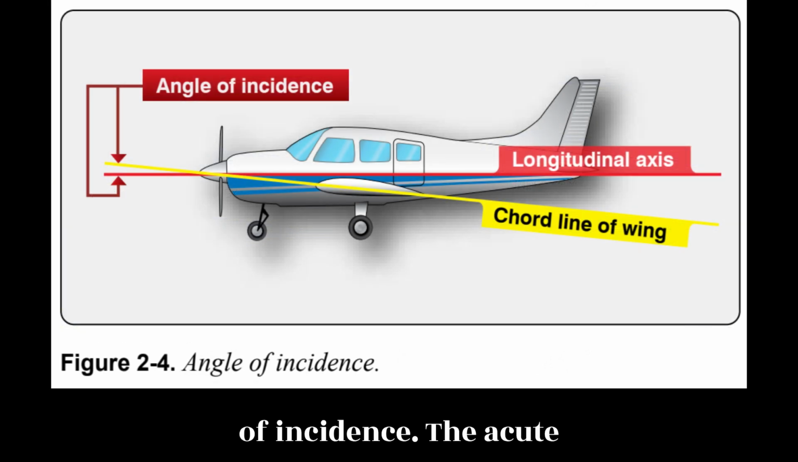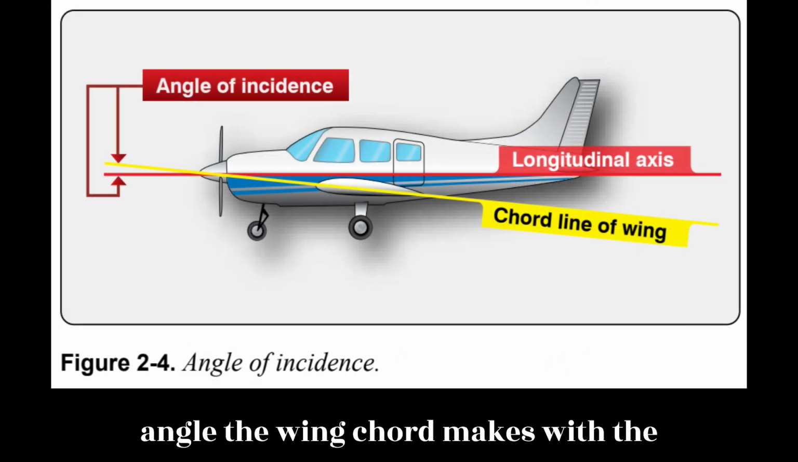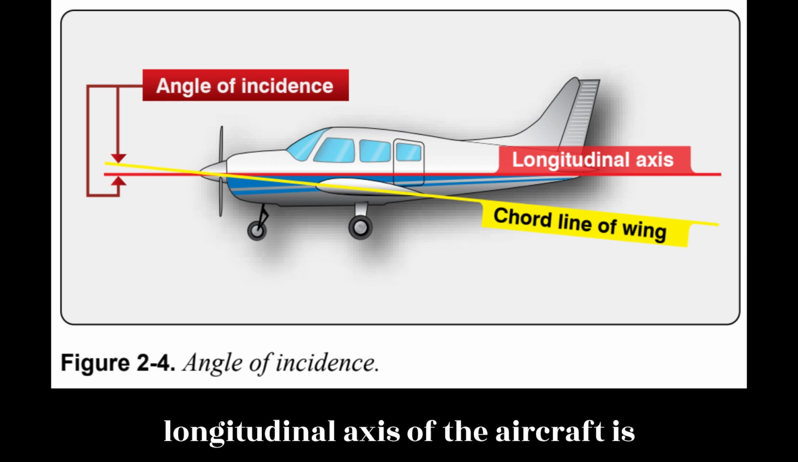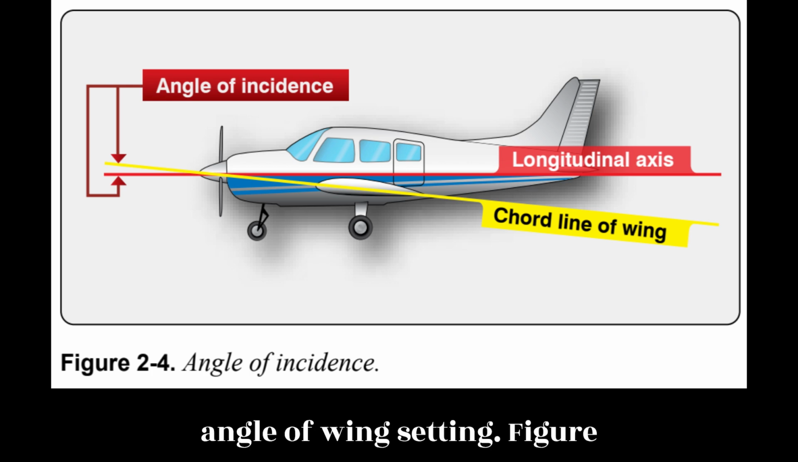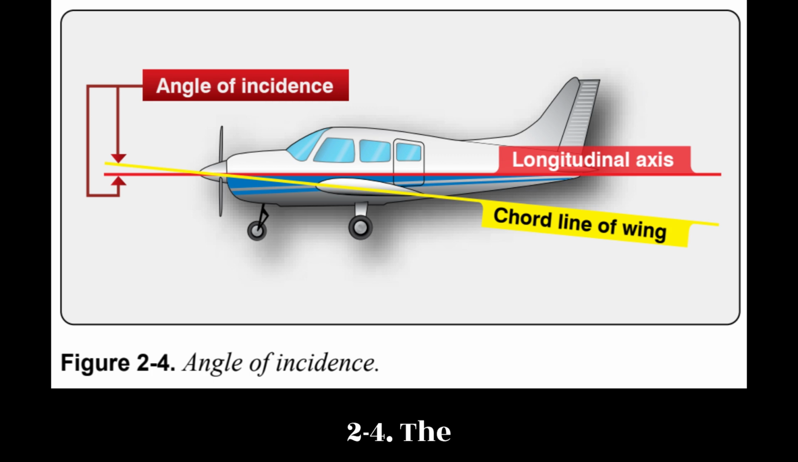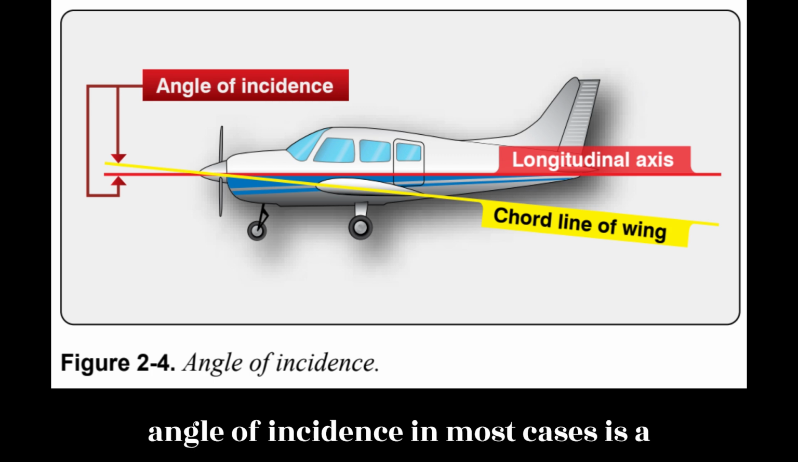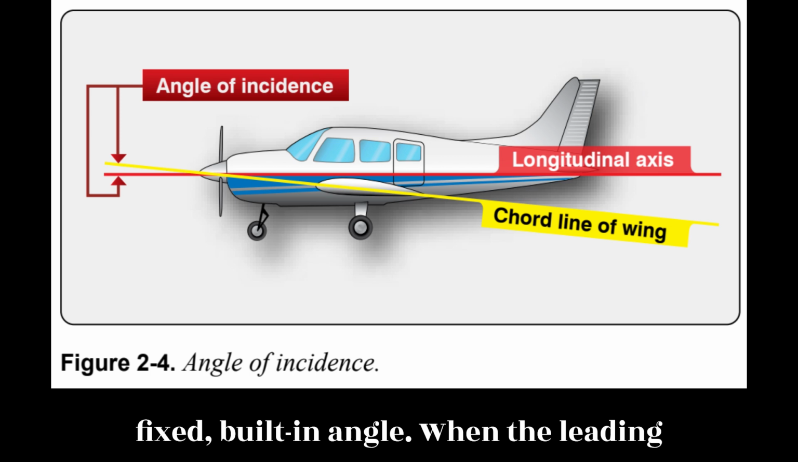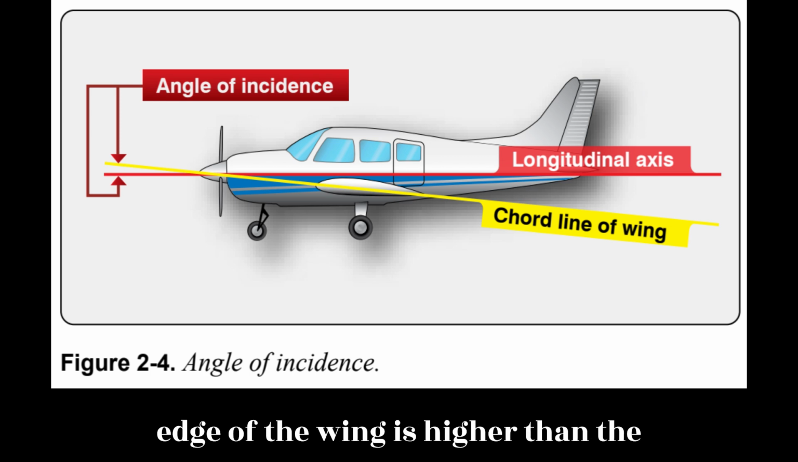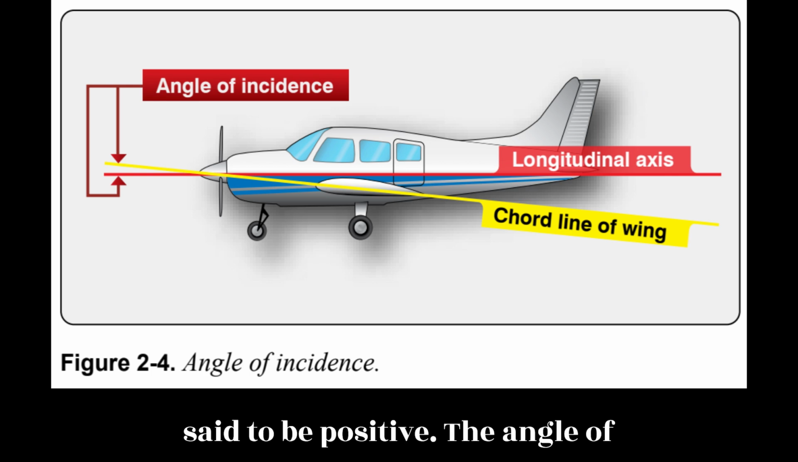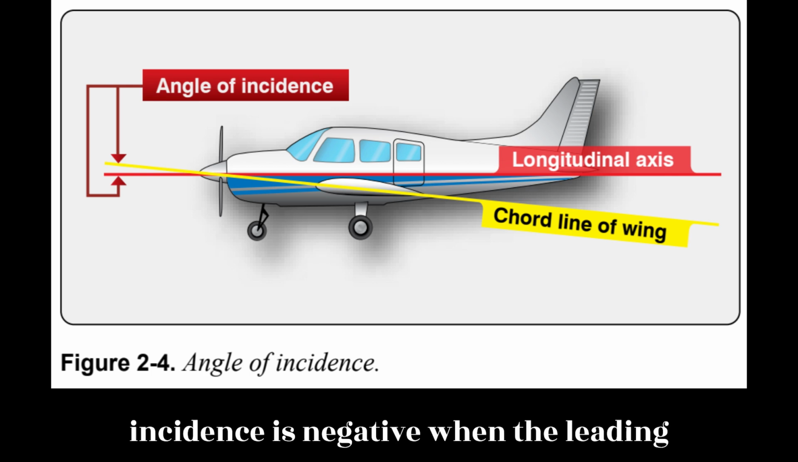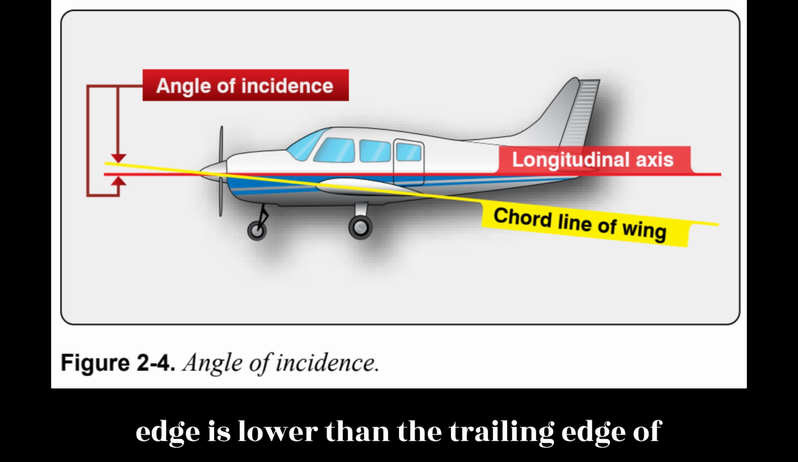Angle of incidence. The acute angle the wing chord makes with the longitudinal axis of the aircraft is called the angle of incidence, or the angle of wing setting. Figure 2.4. The angle of incidence in most cases is a fixed, built-in angle. When the leading edge of the wing is higher than the trailing edge, the angle of incidence is said to be positive. The angle of incidence is negative when the leading edge is lower than the trailing edge of the wing.